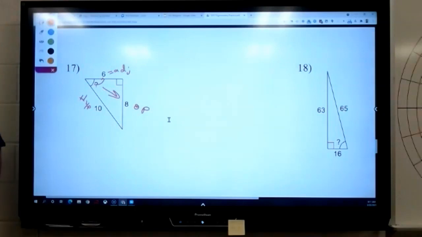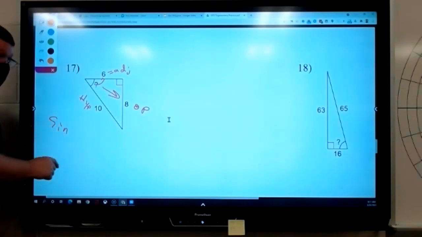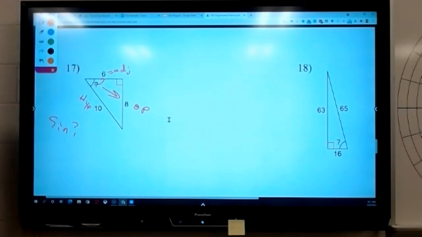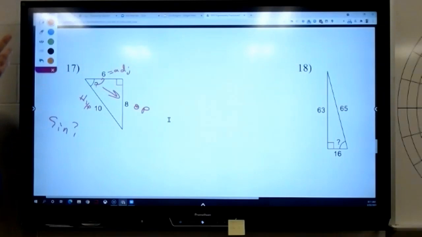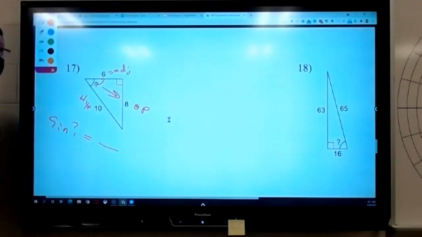Which trig function do we want to use? Which one do you want to use? Sine, sure. Now how come you want to use that one? What did we say about this triangle? We could use any. So you pick sine because why not? It's first, right? Okay. Tell me how to fill it in.